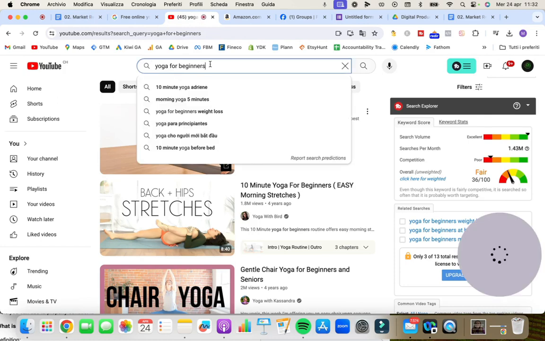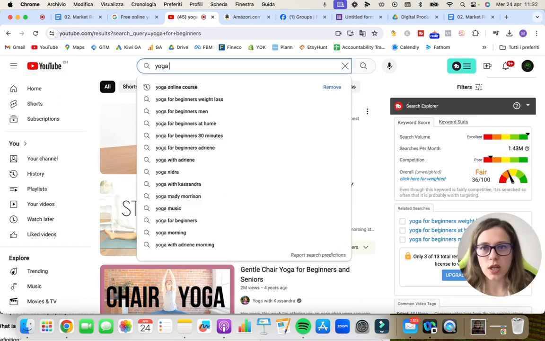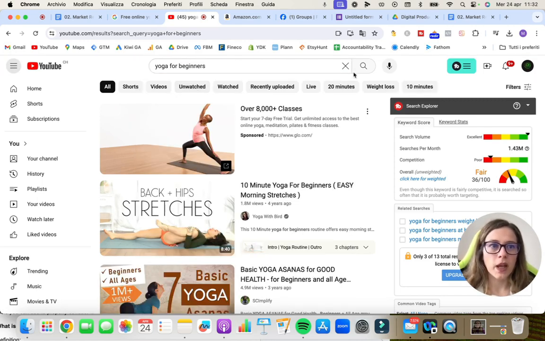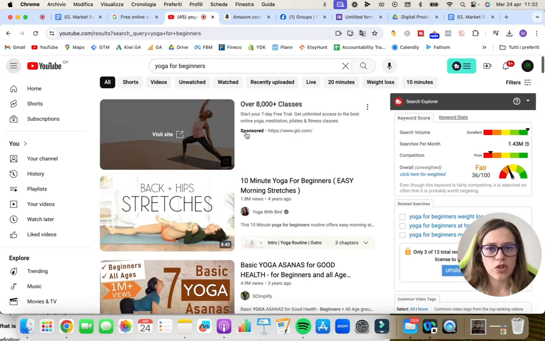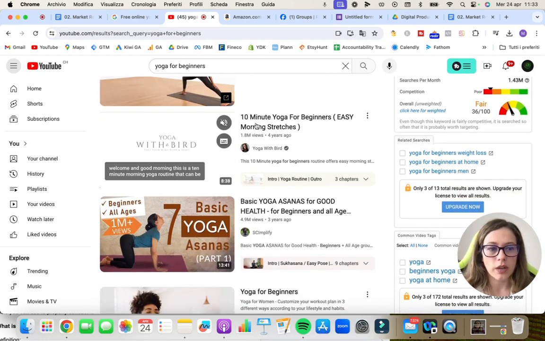Here, we can put yoga for beginners, okay, or we check what appears here after I just put the word yoga. Okay, so yoga for beginners. Voila. This is Tubebuddy, the extension that you can simply download for Chrome. You go to YouTube, your normal YouTube channel, and then this is how it looks, okay? So you check here all the videos that appear. Don't check the sponsored ones. We don't care about the sponsored ones. We just care about the organic ones, okay?